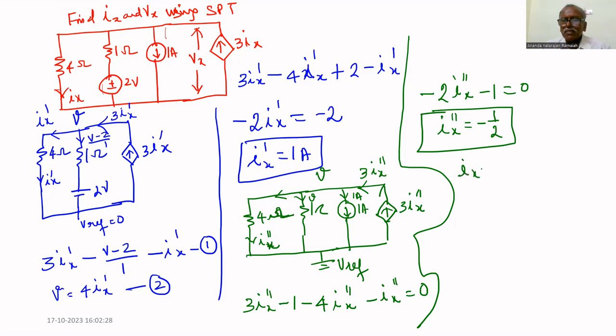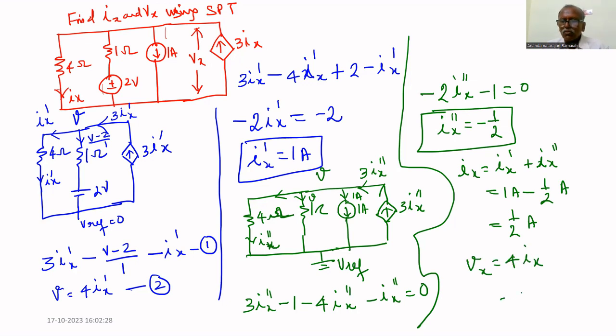Therefore, Ix equals Ix dash plus Ix double dash, that is 1 ampere minus 1 by 2 ampere, which equals 1 by 2 ampere. Vx equals 4 times Ix, that is 4 times 1 by 2, which equals 2 volt.